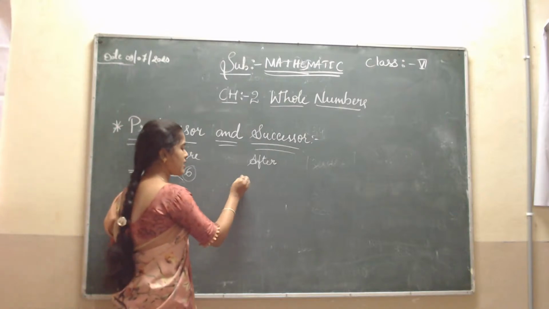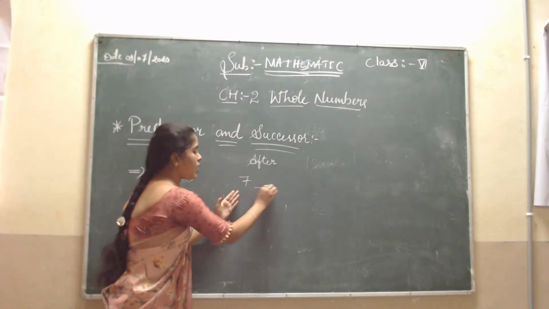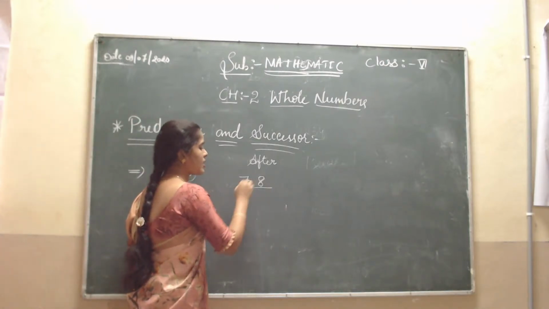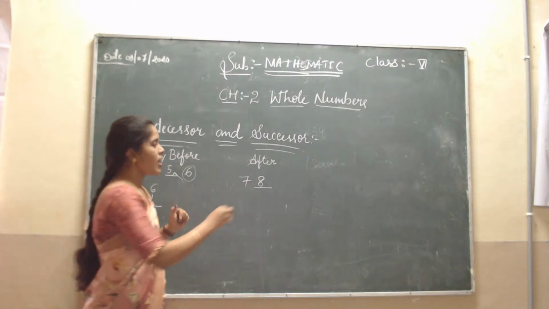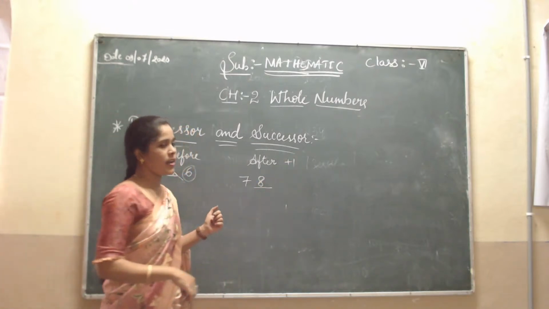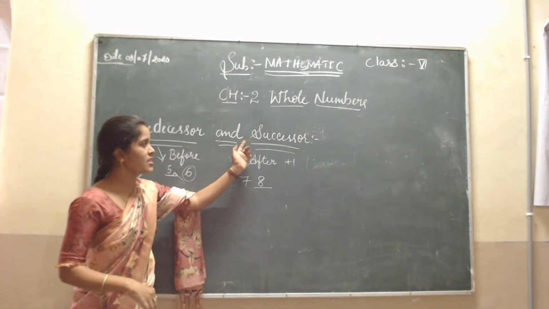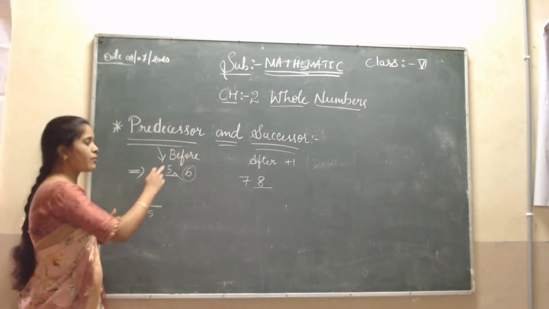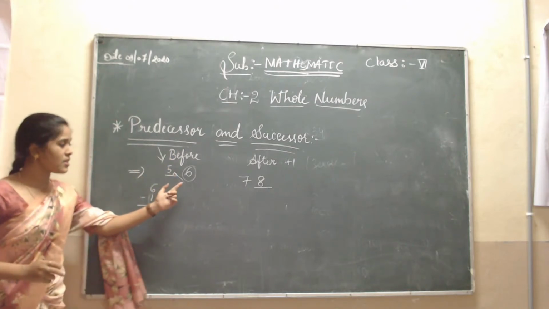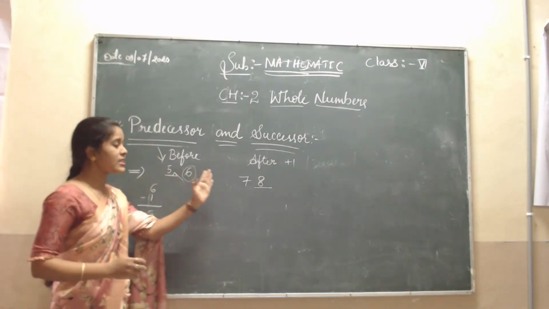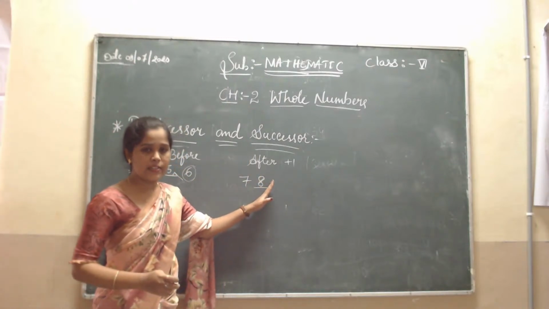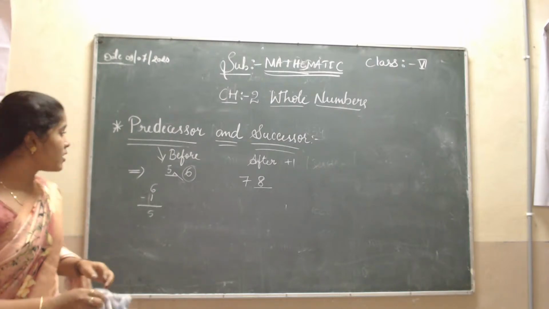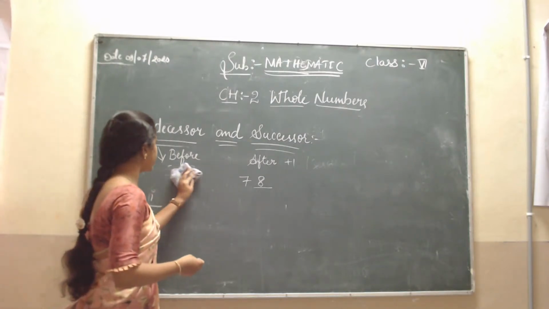See here, for example, 7. The successor of 7 is 8. You should add 1 here. Successor means the number after, and predecessor means the previous number, that is before. The predecessor of 6 is 5 and the successor of 7 is 8. Understood? Next thing, take another example.